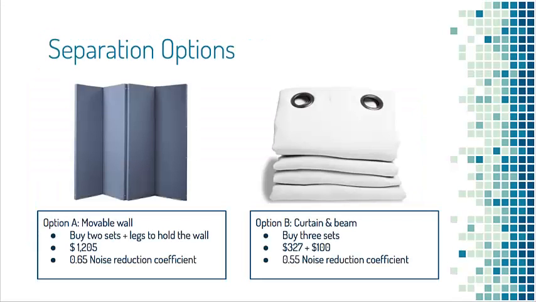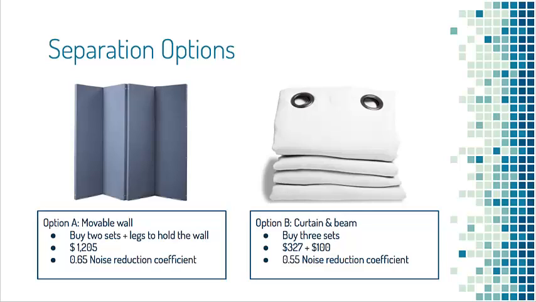One of the things the client asked for us to deliver is options on methods of separating the 2 treatment rooms. You can see the 2 best options shown on the slide for the client to choose from. We chose these 2 based on cost as well as their ability to block sound. Option A on the left is a movable wall. The client would need to buy 2 sets of the movable wall in order to cover the whole width of the treatment room, as well as 3 legs to hold the wall up.